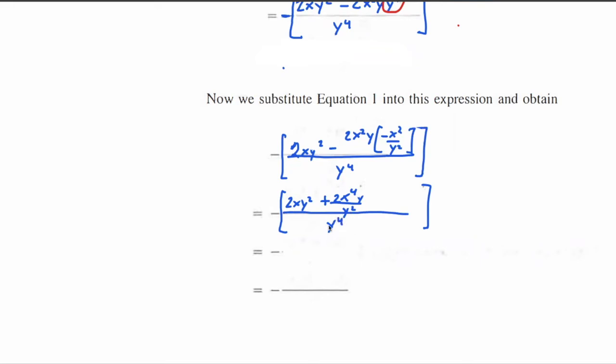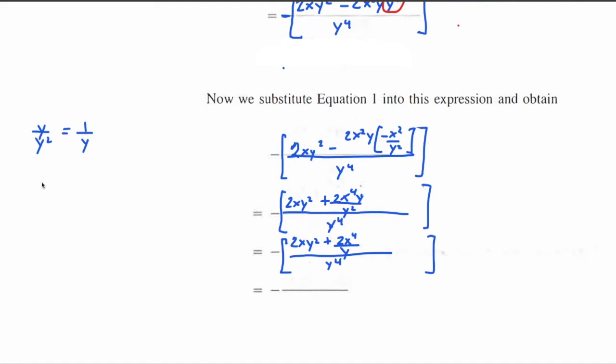All right, keeping that square bracket there, we actually can simplify this y over y squared. Y over y squared just simplifies into 1 over y. So we have our 2xy squared plus 2x to the 4 all over y, and this compounded over y to the 4. Now, of course, we have two terms here. One has a denominator, the other one has a denominator of 1, but we can combine that.